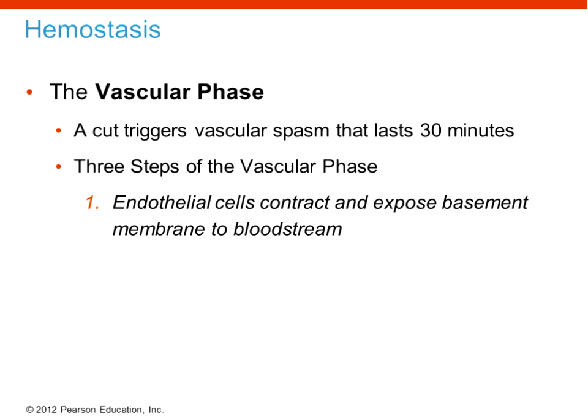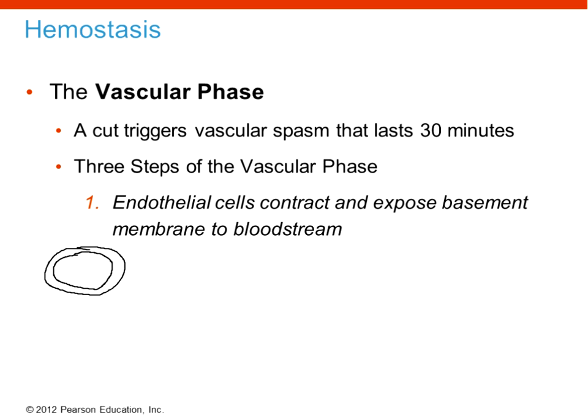There are 3 steps in the vascular phase. So for hemostasis, just as a review, we have 3 steps in that: vascular phase, platelet phase, coagulation. In the vascular phase, there are 3 very distinct portions to that. The first step of it is that the endothelial cells, or the epithelial tissue that lines the inside of the blood vessel, and I'm going to attempt to draw this, and bear with me.